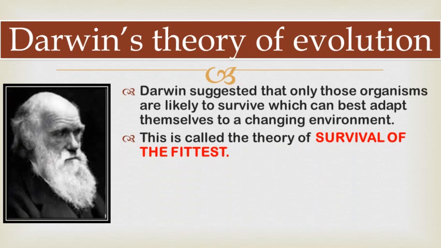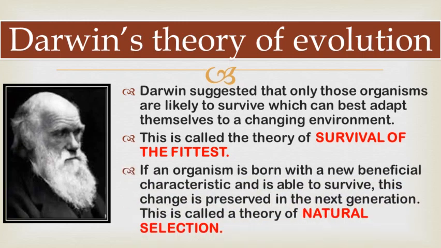That means the animal which is able to survive according to the environment, only they can live in the environment, and others can die. And next is, if an organism is born with a new beneficial characteristic and is enabled to survive, and this change is preserved in the next generation, this is Darwin's second principle and is called the theory of natural selection. That means the animals which are able to survive in the environment are selected by nature for the next generation. So students, these are the two theories of Darwin of evolution.